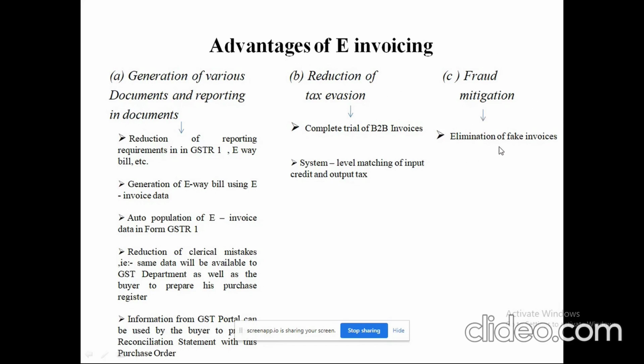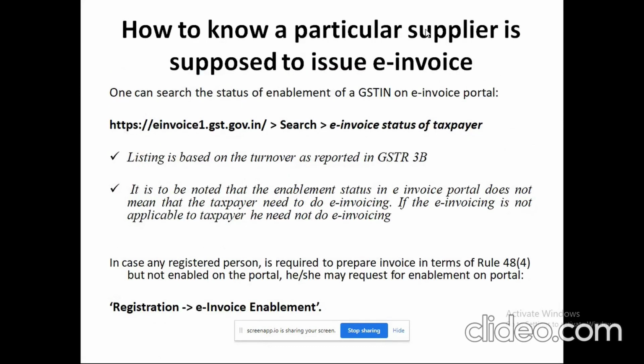We will know how to check whether a particular supplier is supposed to issue e-invoice. One can search the status of enablement of GSTN on the e-invoice portal. The path is https://e-invoice1.gst.gov.in, search e-invoice status of taxpayer, and the listing is based on turnover as reported in GSTR 3B.